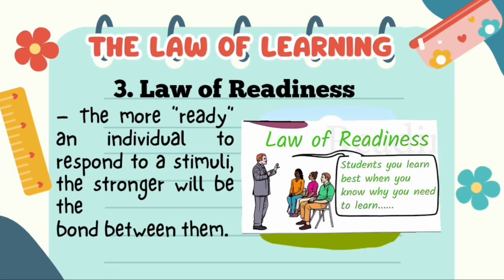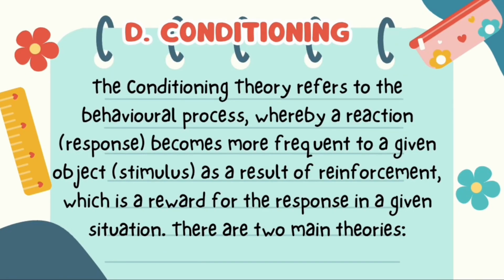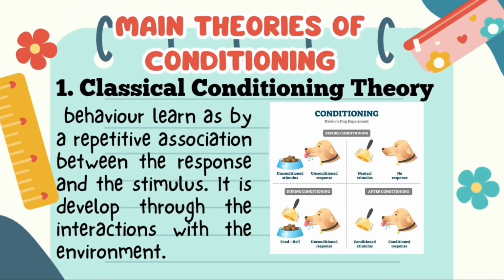Next is conditioning. This theory explains how learning happens through association. It means that a person or even an animal learns to connect a certain stimulus or situation with a specific response or behavior. Conditioning is an important part of learning because it shows how experiences shape our own actions. There are two main types of conditioning. First is the classical conditioning theory.